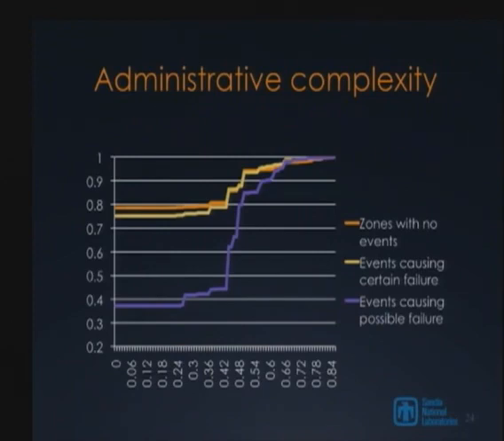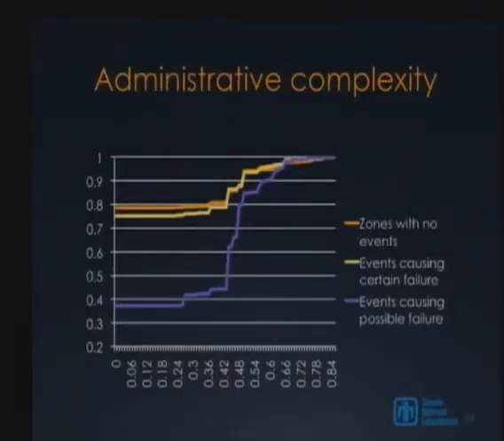meaning everything went wrong. But the one we expected most was the bottom line way down there, which represents events that caused possible failure, where you were somewhere between 0 and 1, some fraction. Only 40% of these zones that experienced this possible failure had 0 administrative complexity. The other 60% had some number greater than 0 administrative complexity.